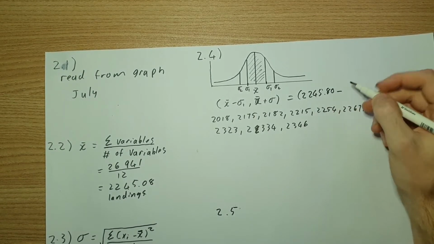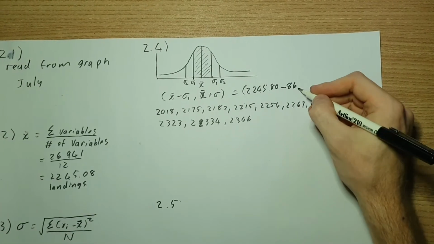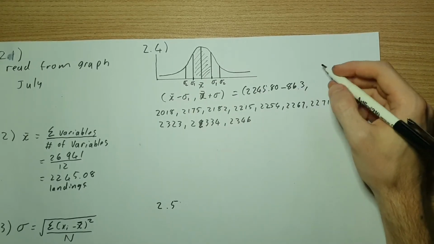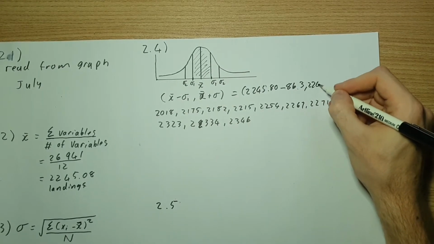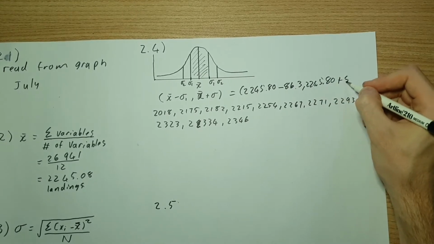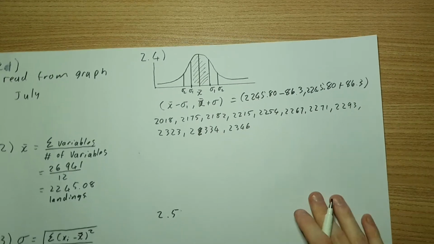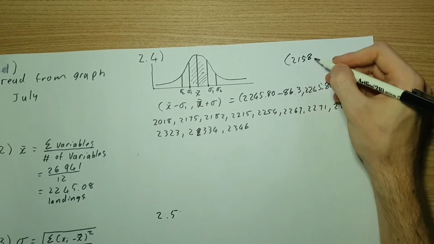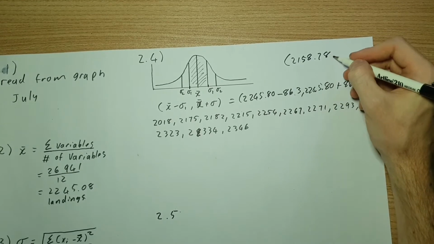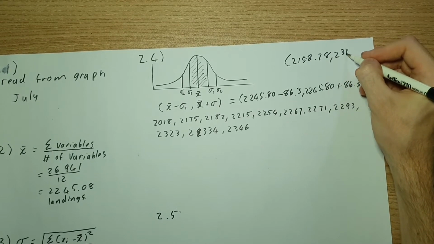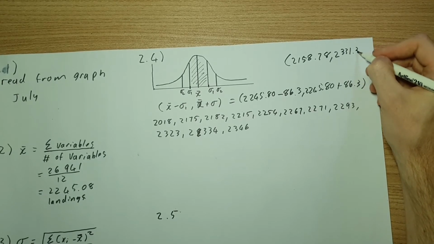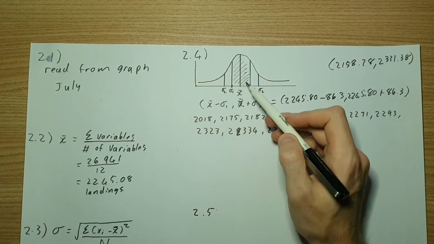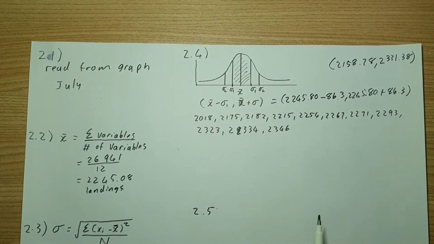2245.80 minus 86.3, and the one to the right. This would be to the left, and to the right would be just plus, so 2245.80 plus 86.3. That should give you an interval of 2158.78 and then 2331.38. Now, with standard deviation, you'll find that the majority of your data set will sit within the first standard deviation.